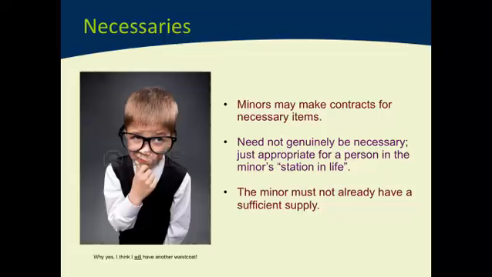If the miner has a sufficient supply, the contract becomes voidable. So what that means is that if the miner already has a sufficient supply, they can still go buy more waistcoats, but the merchant is at a position of risk, because the miner can enforce the contract, but the merchant cannot.